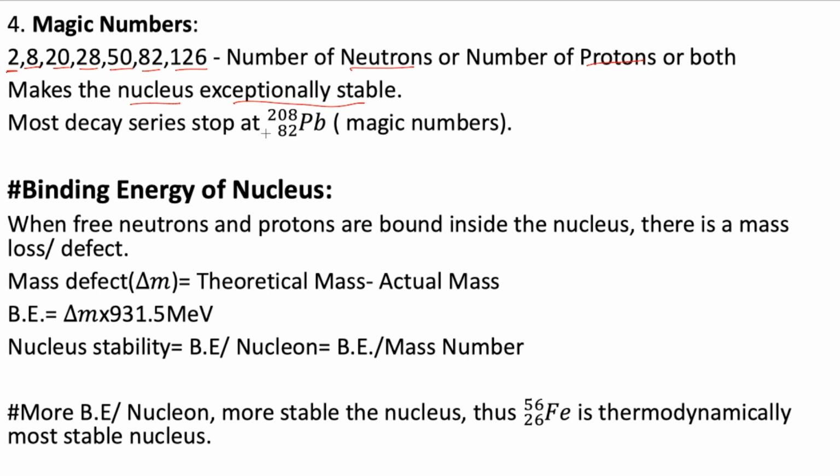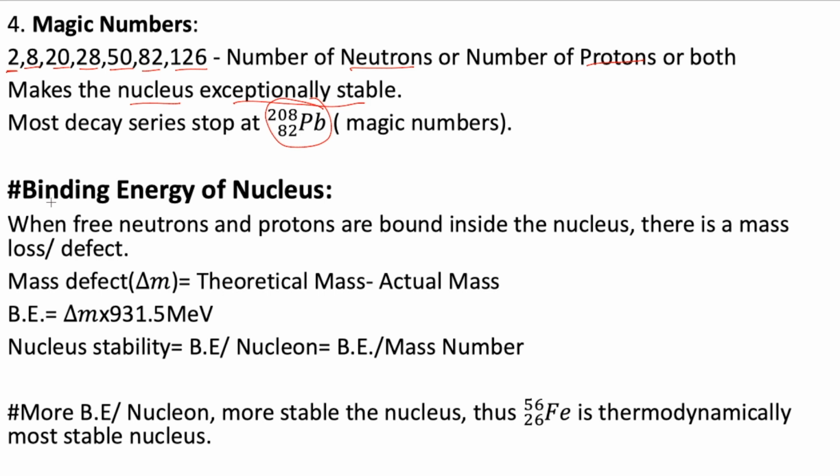Most decay series stop at lead, that is 208Pb82. This is the value where most decay series end, meaning if you start from uranium-235, let's say, it will keep on decaying until the end. When lead-208 with 82 protons is reached, it will not decay further. So it's a stable nucleus because it has a magic number of neutrons and a magic number of protons in it.